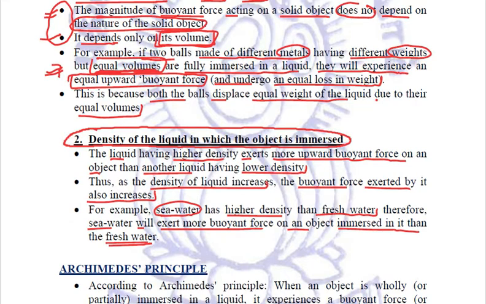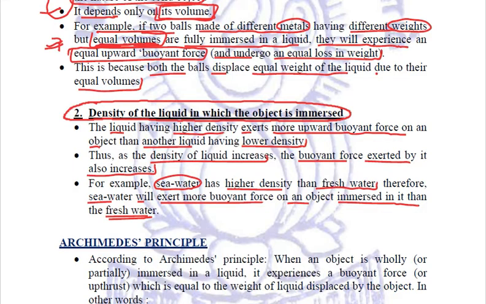So these are the two factors: one is the volume of the object and the second is the density of the liquid. These are the two factors on which the buoyant force exerted by any liquid depends. One important thing that we also concluded is that the buoyant force does not depend upon the nature of the material of the substance. Right? Clear? Now, let us come to the next very important topic, and that is Archimedes principle.